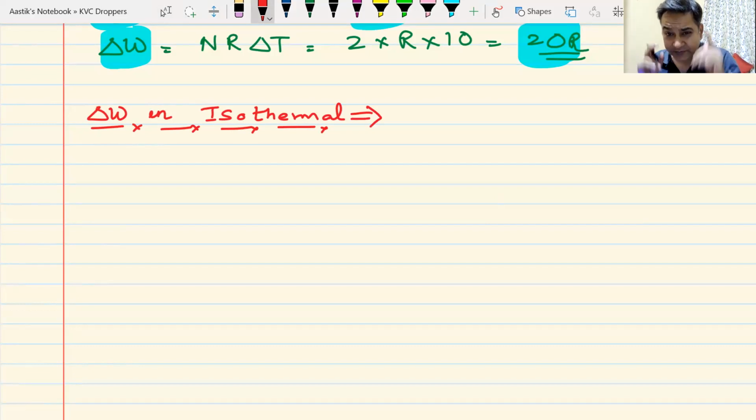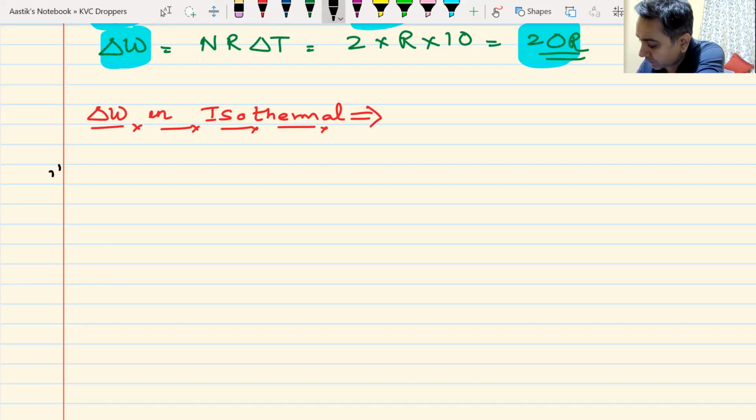Remember, all the ways that I'm writing are equivalent. They are all the same. Remember that. If you remember any one of those, you should be able to remember the rest of them.